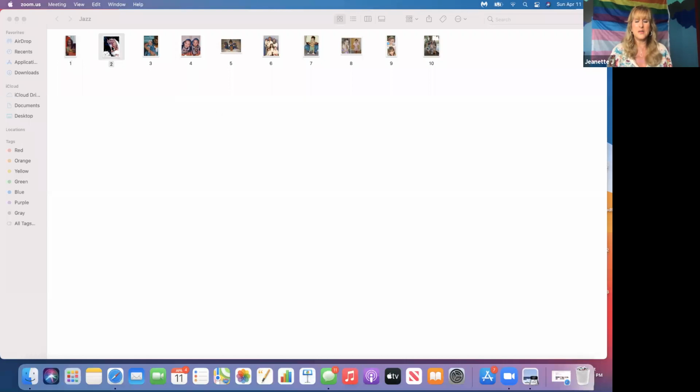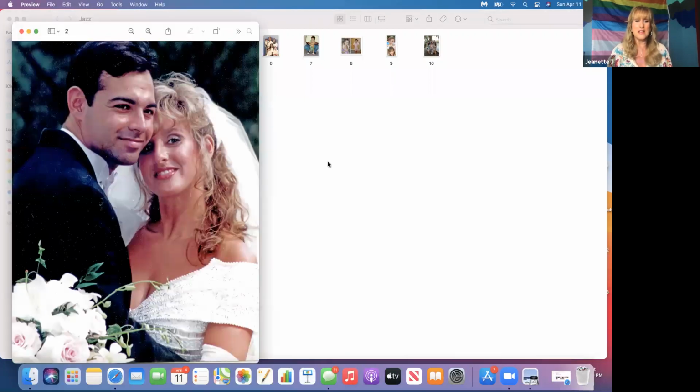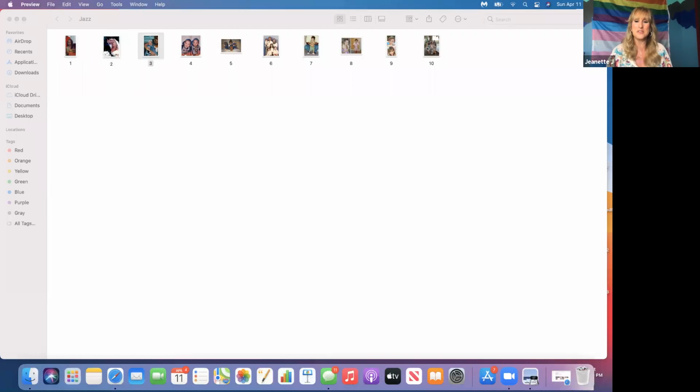So picture number 2 is from our wedding. We got married in 1993 in Tarrytown, New York. So here we come. We're coming to my wedding. Many, many years ago. So very much in love, very happy, and we wanted to start a family. So in 1995, our daughter Ari was born, and that is picture number 3.